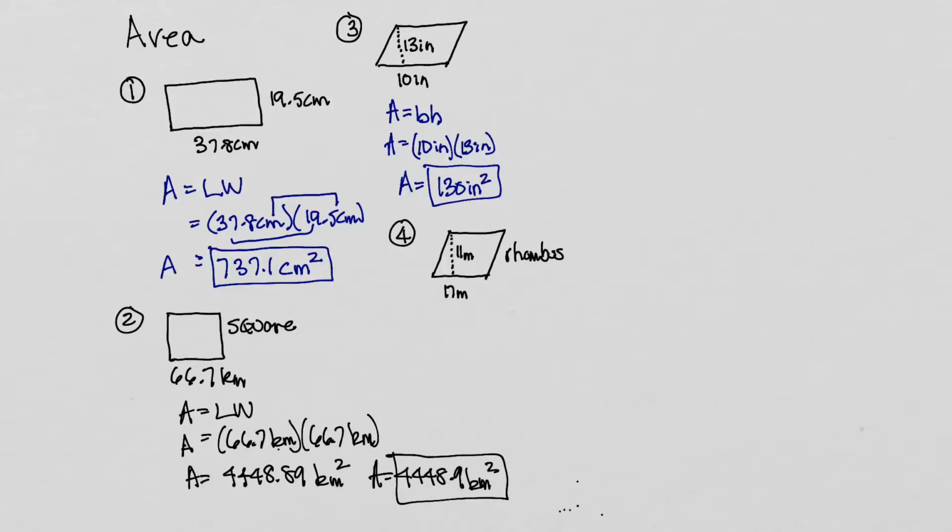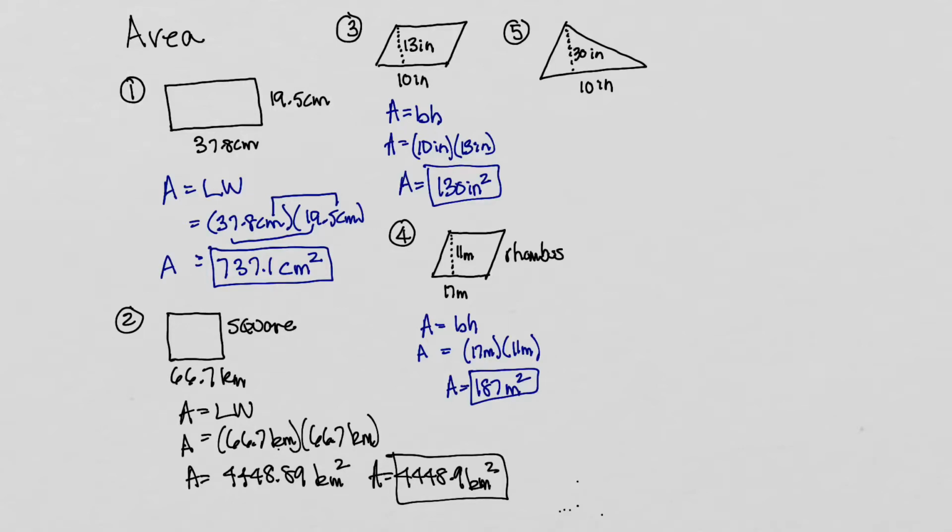Now, in number 4, we've got a rhombus. And a rhombus is a parallelogram in which all sides have the same length. So it's a parallelogram, so we're going to use the formula for a parallelogram. And that we just used in number 3. It's just the base times the height. So we are going to get that that area is 17 meters times 11 meters. So that area is going to give us 187, m times m is m squared, 187 square meters.